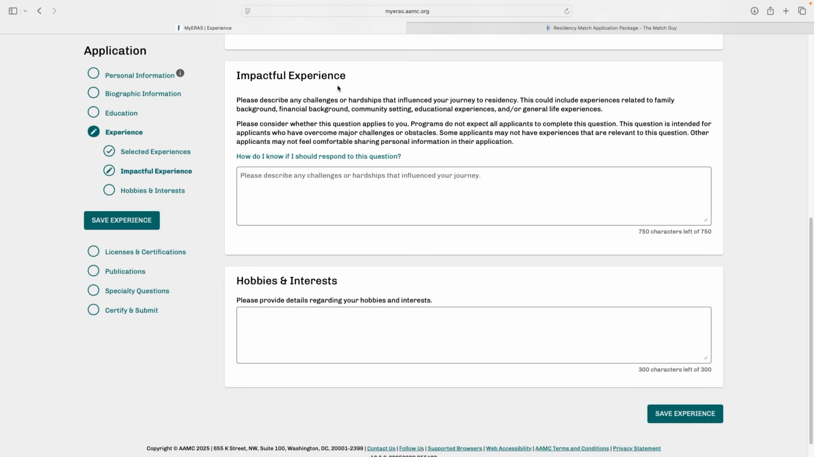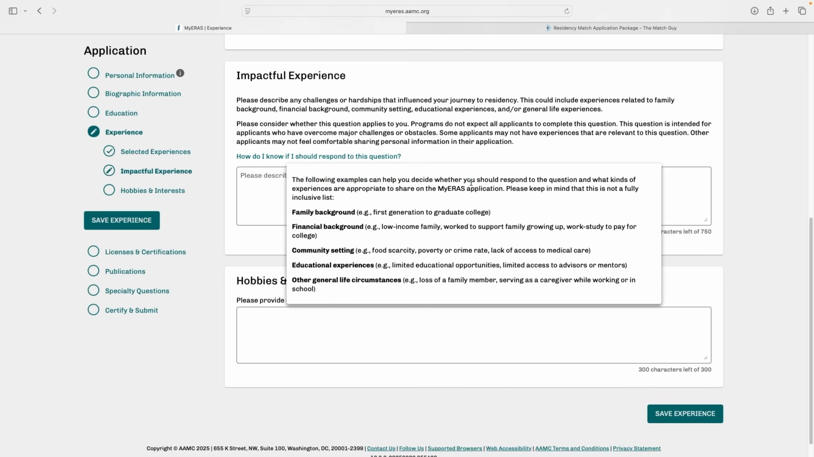This section focuses on describing challenges or hardships that influence your journey to residency. Not everyone has to fill this section. It's not mandatory, and programs don't expect all applicants to complete that. They say that clearly here. Programs don't expect all applicants to complete this question because not everyone had hardships and challenges across their journey to residency. But if you have one, you can describe that here.